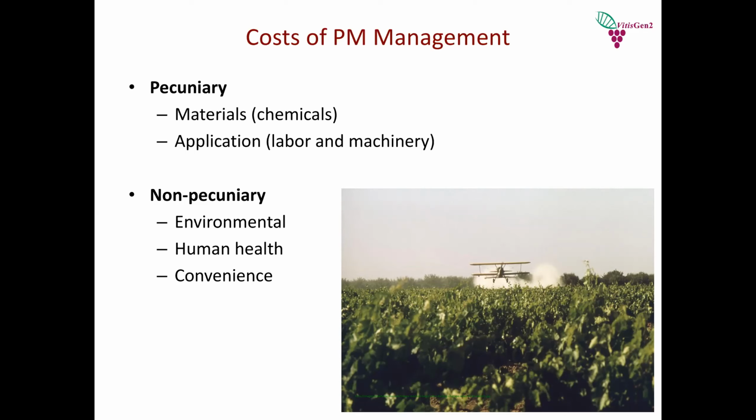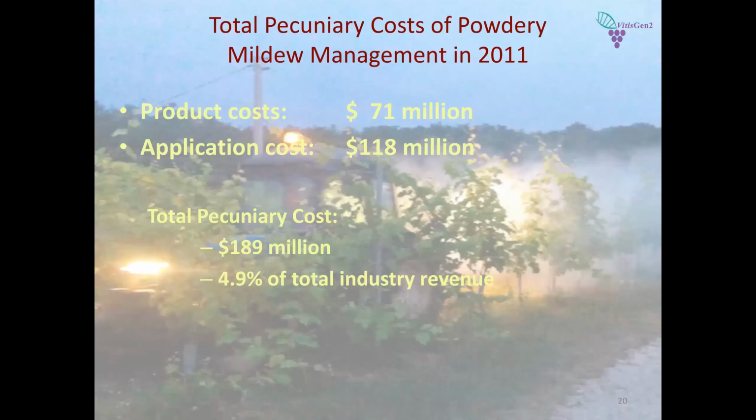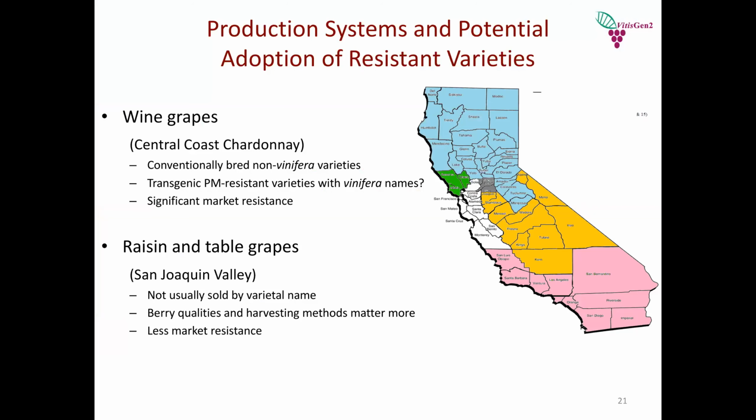And so our estimates are that back in 2011, producers were spending 71 million on materials, and a further 118 million on cost of applying those materials to control powdery mildew, and that's where we get our approximately 5% of total industry revenue. But in some parts of California, it's more like 20% of revenue where the grapes are particularly susceptible. So we did our study looking at some examples here.